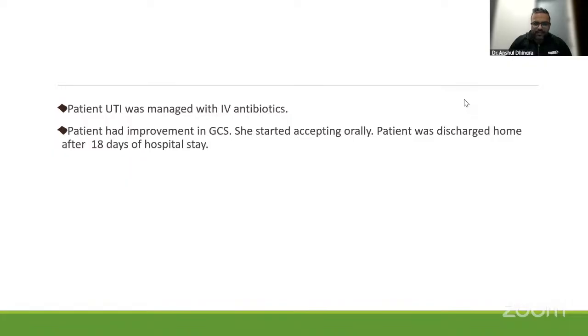So the patient's UTI was managed with IV antibiotics and the patient had improvement in GCS. She started accepting orally. The patient was discharged home after 18 days of hospital stay.